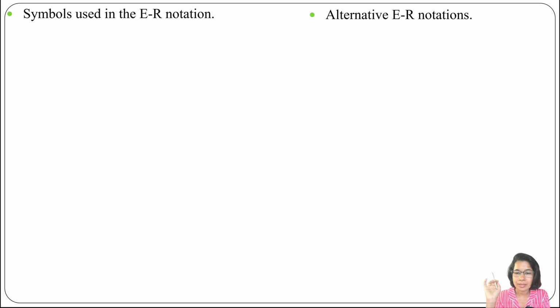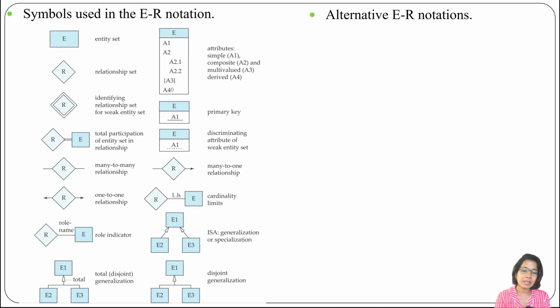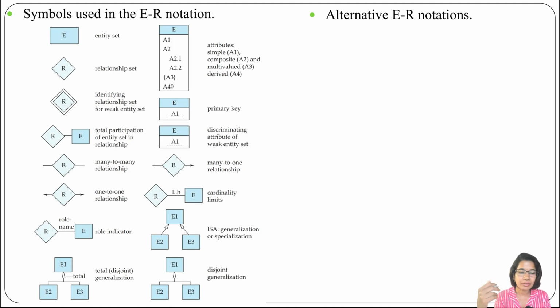Hey everyone, let's discuss different kinds of ER notation. I already discussed one ER notation during the ER diagram lecture. There is also one alternative ER notation. In some books you may find this. So this is the standard notation that I discussed during the lecture.